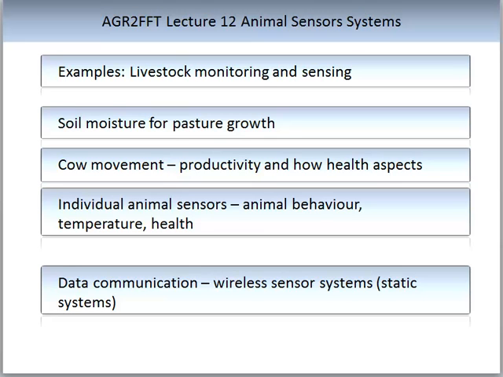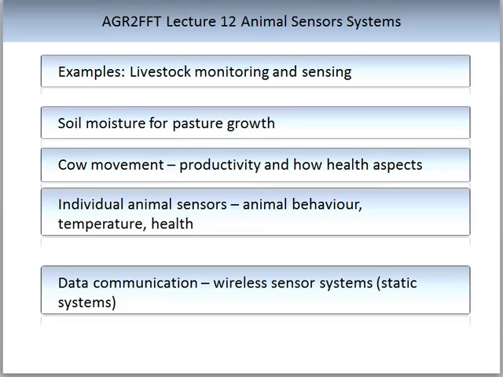There has been some research on individual animal sensors. These are often coupled with RFID tags. These sensors can detect things like animal behavior, the temperature of the cow, which can indicate a number of components both in milk production and health. Most of these systems are connected by some kind of data communication, and often in a dairy type environment this needs to be wireless in the form of radio sensors.